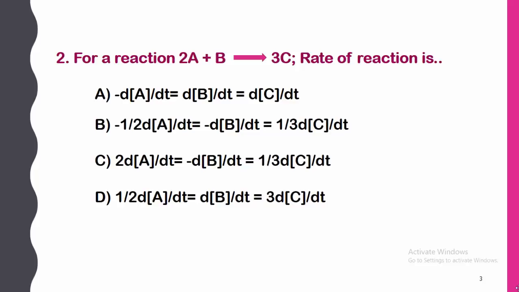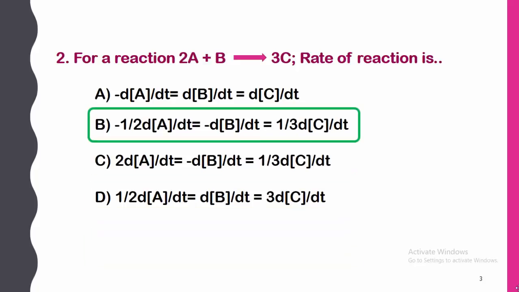Here the product concentration C is there, 3C is there, that is, the stoichiometric amount of product is always written in the denominator, that is 1/3. But here the reactant concentration is on the negative side and the product concentration on the positive side. The negative side indicates the decrease in concentration and the positive side indicates the increase in concentration. Therefore, option C is the right answer for this question.